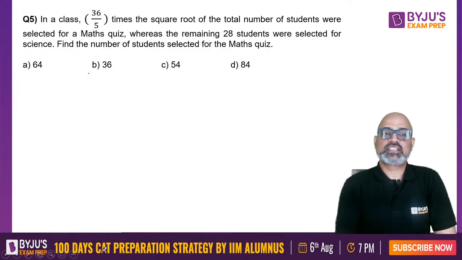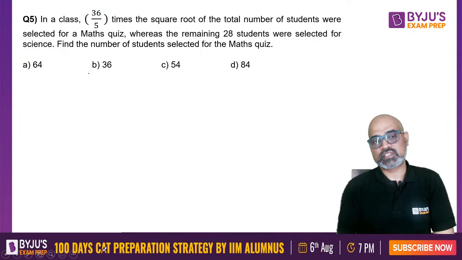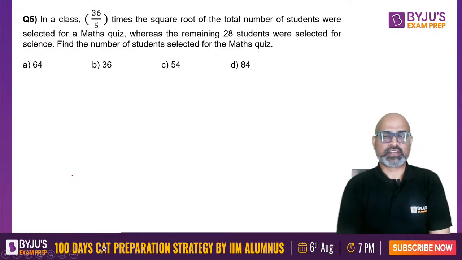In a class, 36 upon 5 times the square root of the total number of students were selected for a maths quiz, whereas the remaining 20 students were selected for science. Find the number of students selected for the maths quiz. I'll give you guys 2 minutes. Try this.